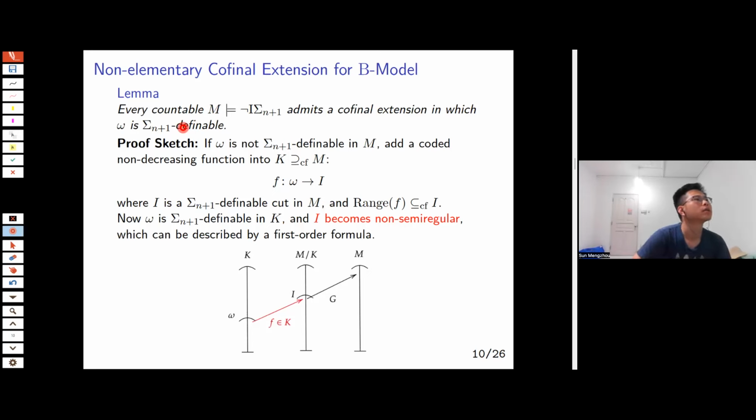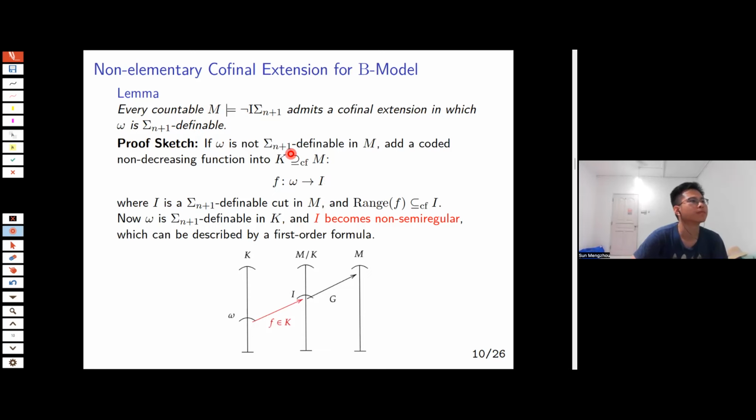And for the case of omega not being sigma plus 1 definable, actually it is even easier, because we can artificially make it definable in a cofinal extension. So here's a lemma. We can have a cofinal extension of M to make omega sigma plus 1 definable.